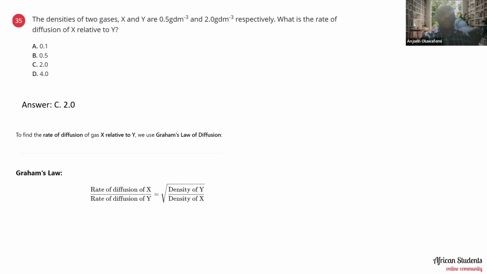How did we arrive at this? By using rate of diffusion of X divided by rate of diffusion of Y equals the square root of density of Y divided by density of X. If you plug in the values and do it right, you will end up having 2.0 based on the values we were provided with. So you end up having 2.0 as the rate of diffusion of X relative to Y.